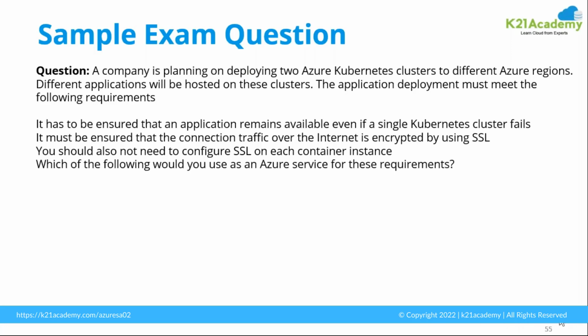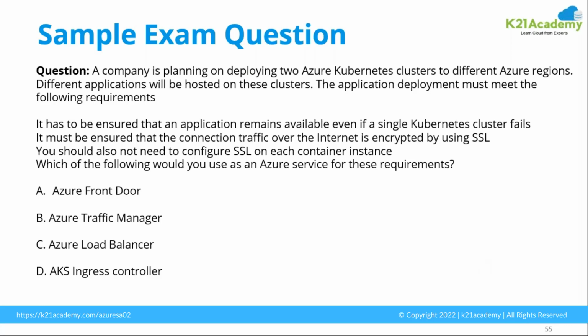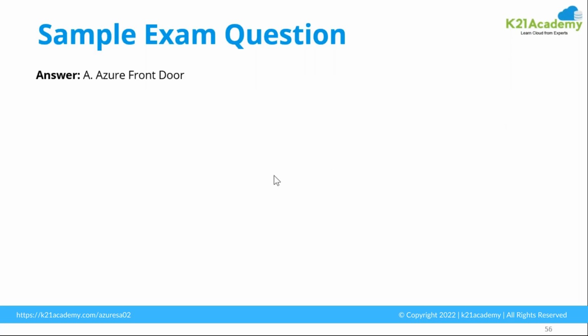Which of the following would you use for your Azure services for these requirements? Azure Front Door, Azure Traffic Manager, Azure Load Balancer, or AKS Ingress Controller? Think, guys, this is a tricky question. So take your time, guys, because you have hints in both the paragraphs. The first hint is that your web application should be available in two different regions, right? So you have to pick a global service for that. And here you have to distribute that particular traffic. Yeah. AKS Ingress Controller will allow you to have the accessibility. Now think, guys, your Azure Front Door.